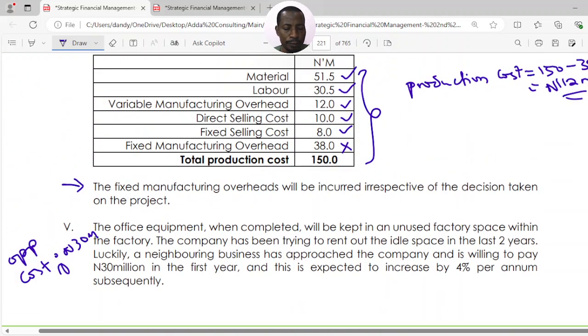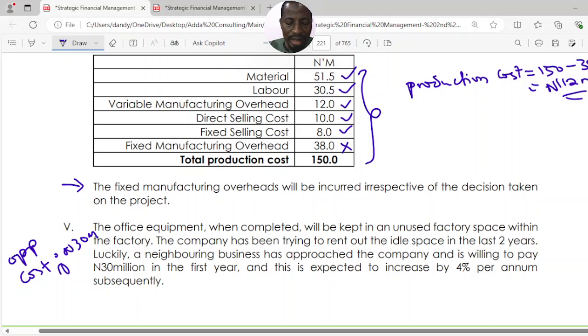So in note number 4, we are told that there is an office equipment when completed. This office equipment will be kept in an unused factory space within the factory. The company has been trying to let out the idle space in the last two years. Luckily, a neighboring business has approached the company and is willing to pay 30 million naira in the first year. There is no way the company will be able to earn this 30 million naira, because that space will be used to keep the office equipment. Therefore, it's a benefit forgone. The company cannot earn the 30 million naira, and that is what is called opportunity cost.